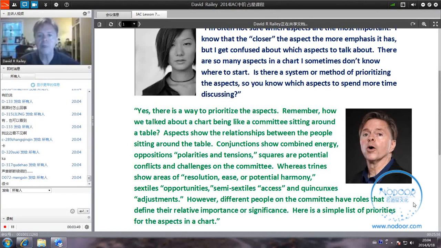Whereas the trines between the planets will show areas of ease or resolution, and the sextiles opportunities that are created by one member and another.